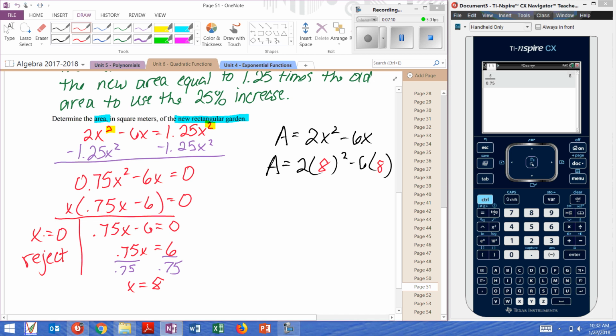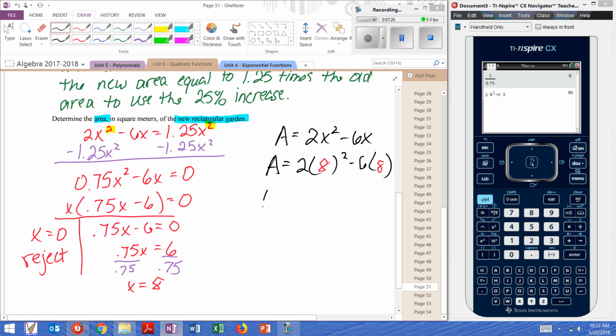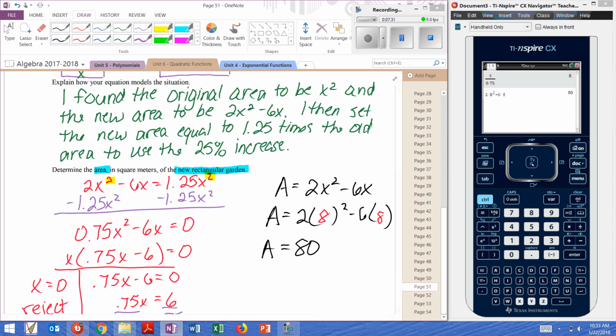So, okay, all we have to do in our calculator is figure out what exactly the area is. And I will substitute this in exactly how I see it because I don't want to make any calculation mistakes. And our final answer is 80, and what is my unit? Meters. 80 meters squared.